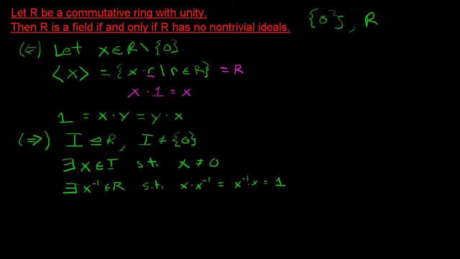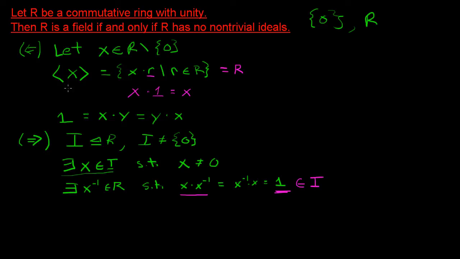Alright, so let's take a look at this. We have X is in I. We said that right here. And I is an ideal. So here we have a multiplication of something with X. So since I is an ideal and X is in I, then this product is going to be in I. But this product is equal to 1. And so we have that 1 is an element of I.